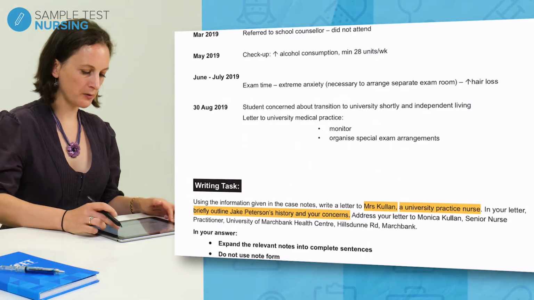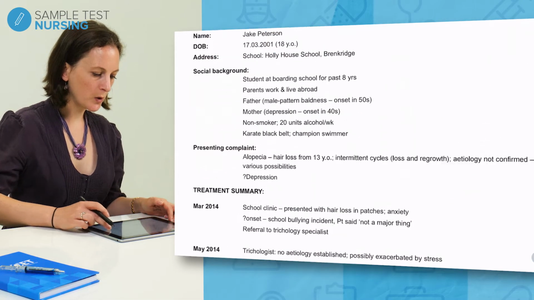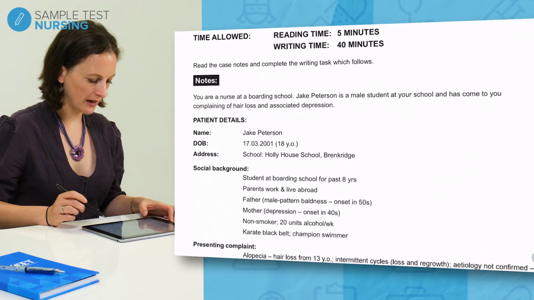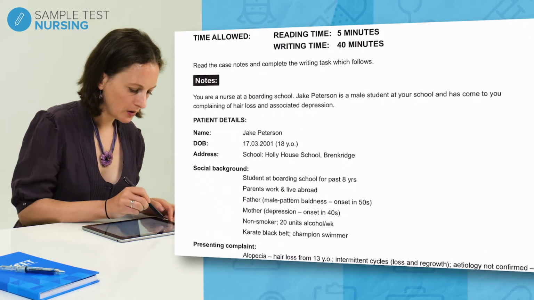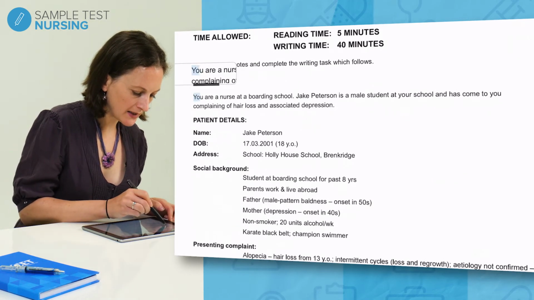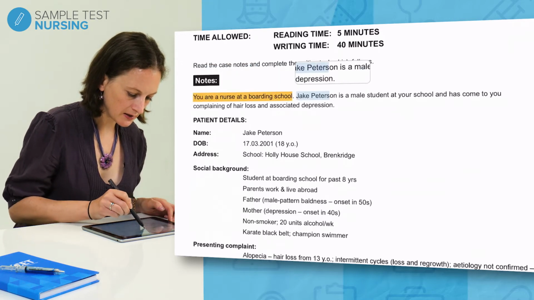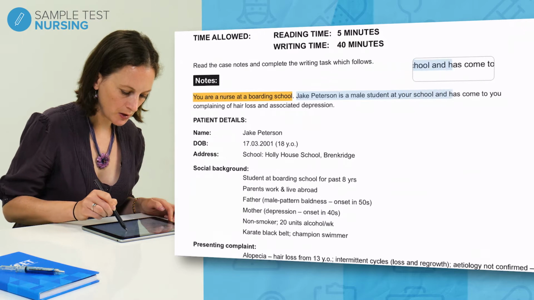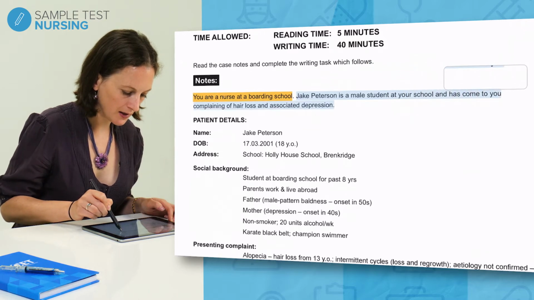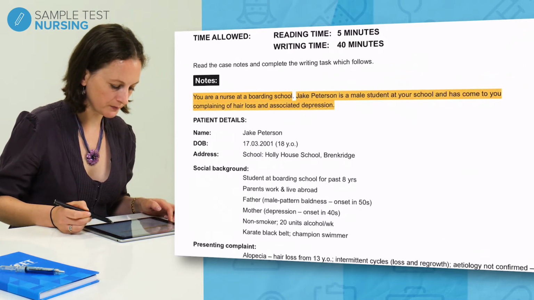Back at the start of the case notes, you will find the 3rd piece of information. What is your role in the patient's care? We can see that you are writing as a nurse at a boarding school, and that Jake Peterson is a male student at your school who has come to you complaining of hair loss and associated depression.